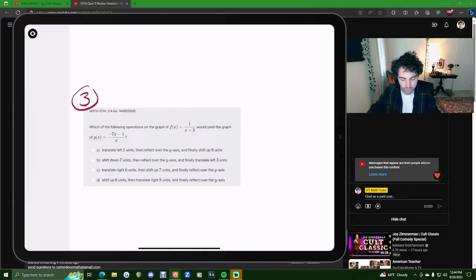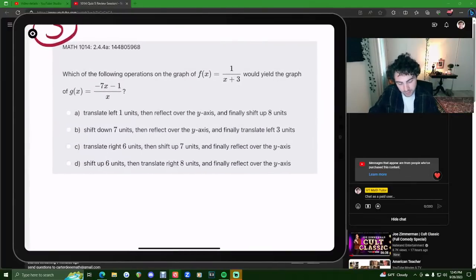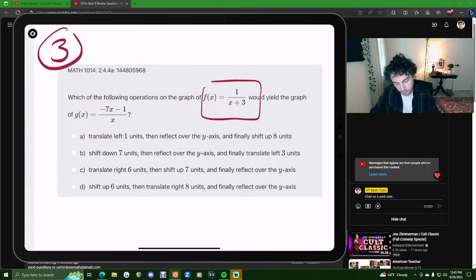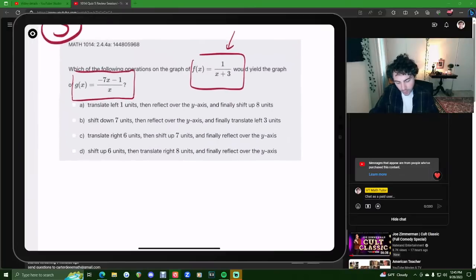Big jump in difficulty here. I'll try to explain it as best I can. Which of the following operations on this function, or on the graph of this function, would result in this graph here of g of x? They're asking what transformations would happen to f in order to get g. The way I'm going to approach this is first by rewriting g. I want to make g match the form of f of x as much as I can, and currently it does not look like f of x at all.